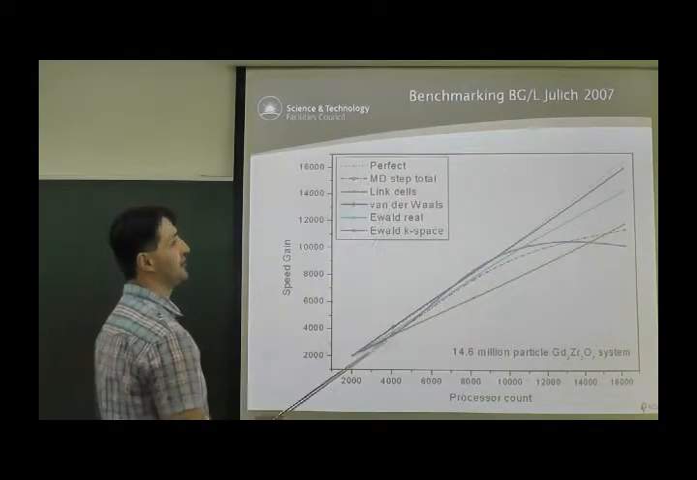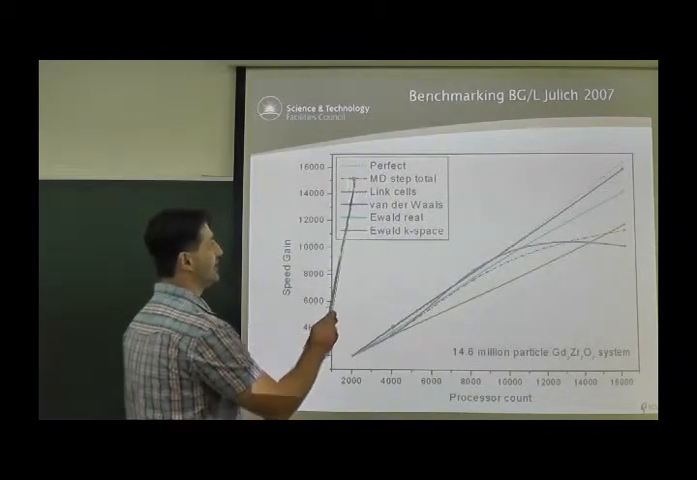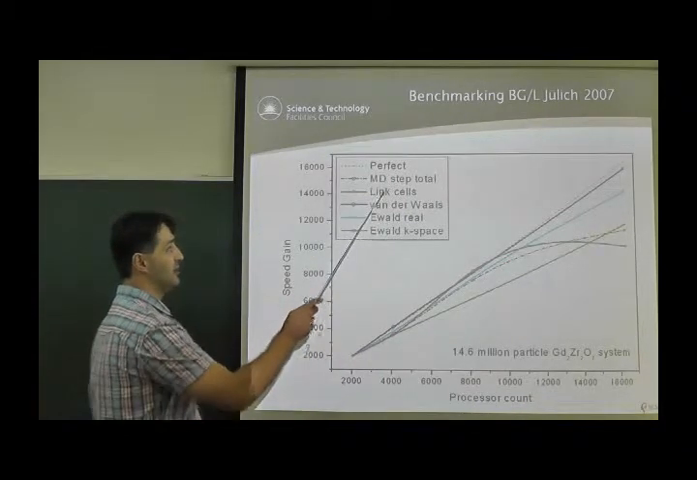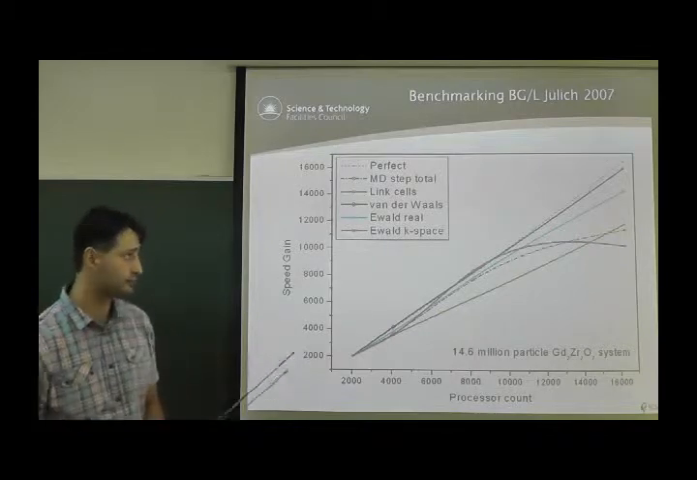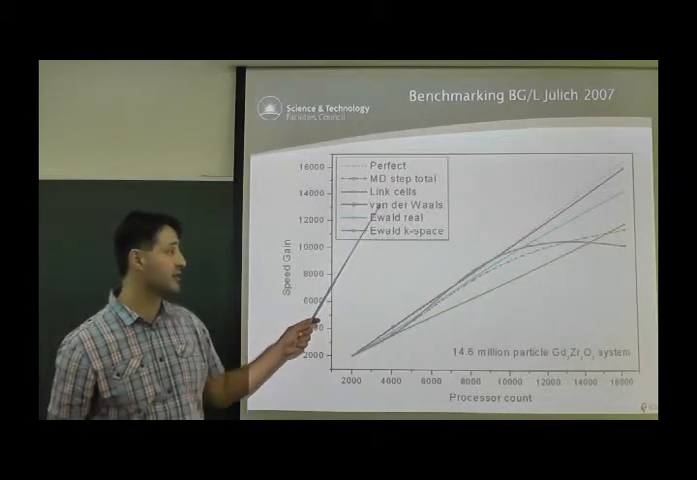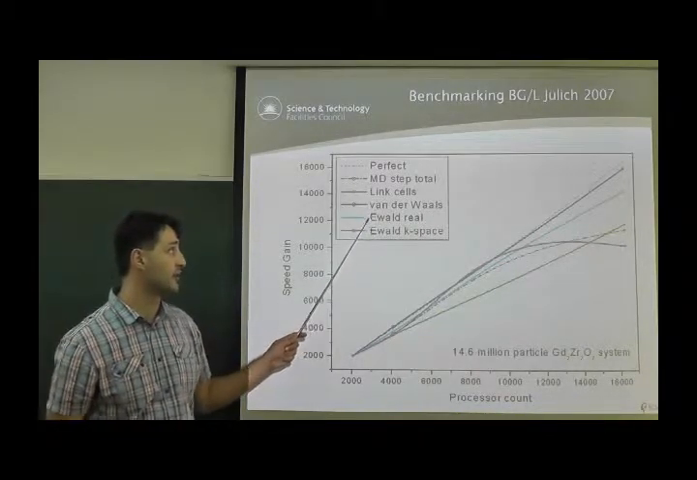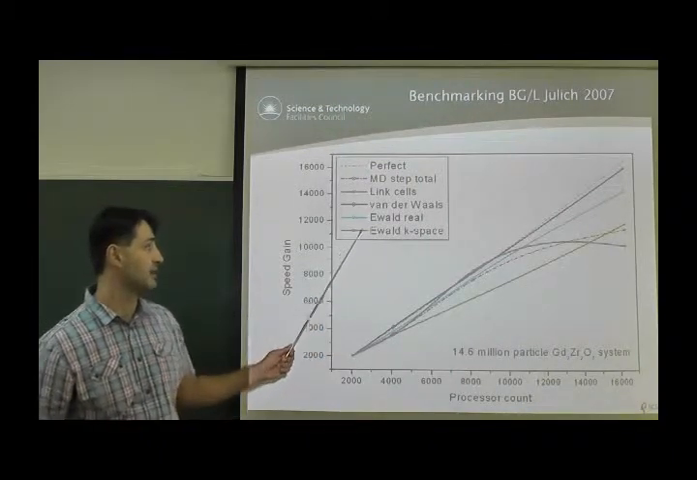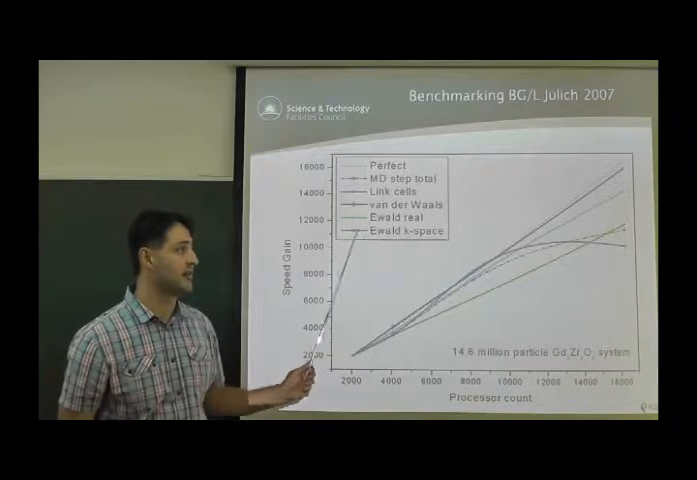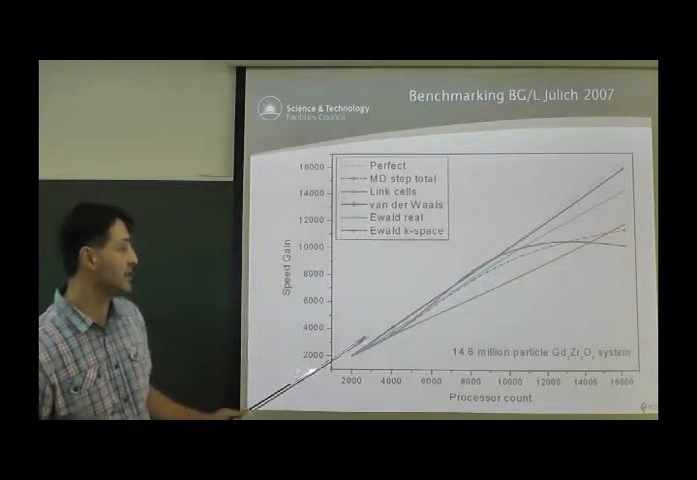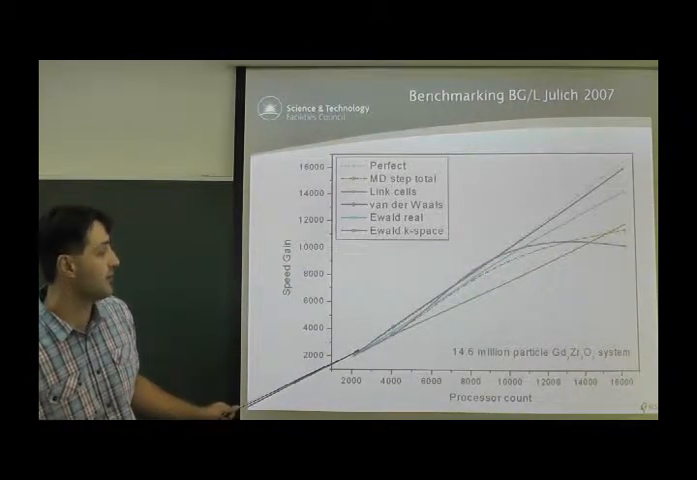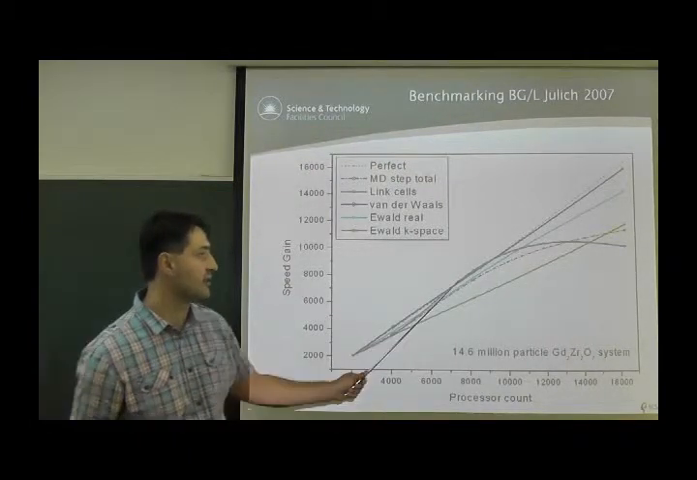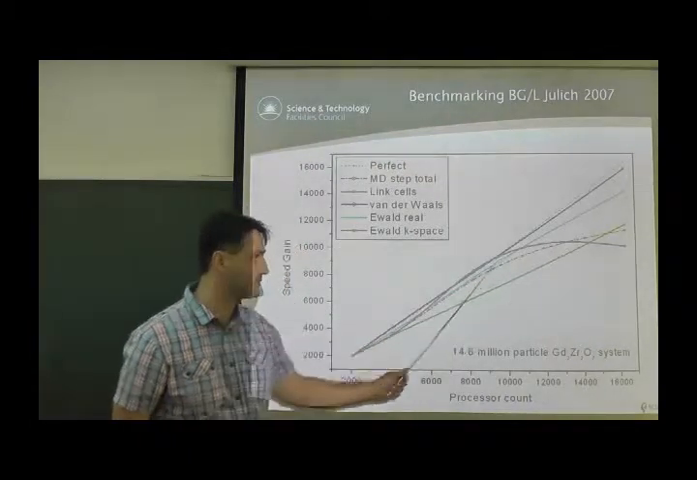We have demonstrated what perfect scalability would be, and we compare different components. This is the total MD time step. This is the linked cell evaluation, purely van der Waals forces, only the real part of the Ewald summation, and the reciprocal part of the Ewald summation. And we can see that the most costly component is the k-space evaluation here.